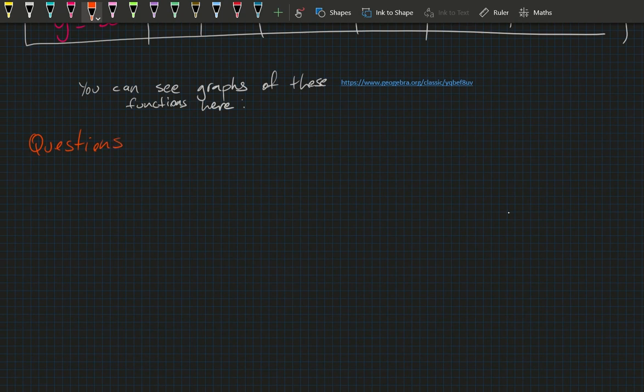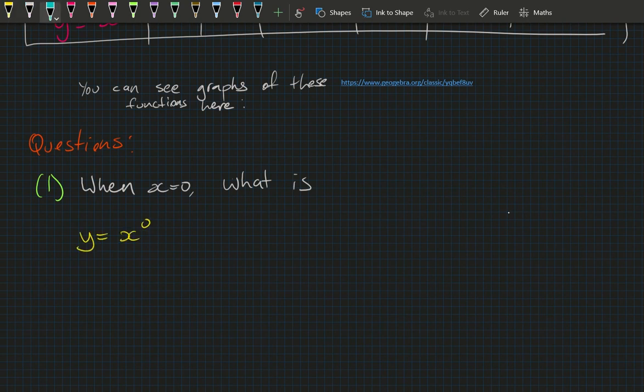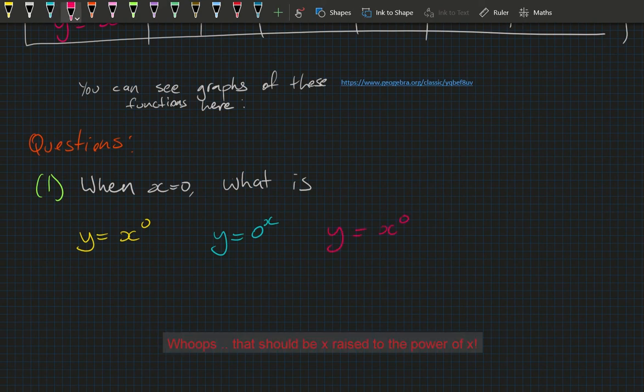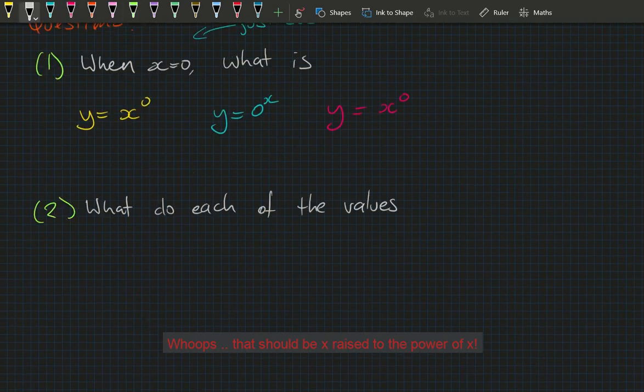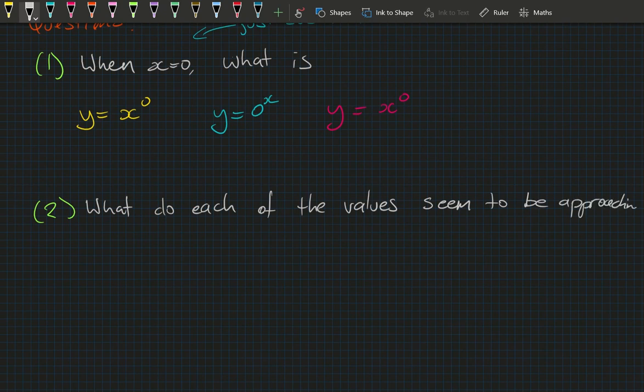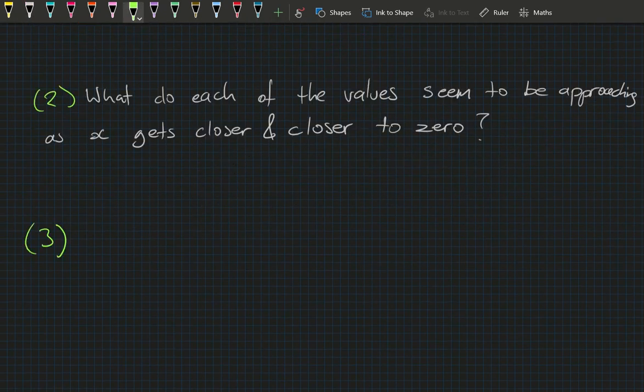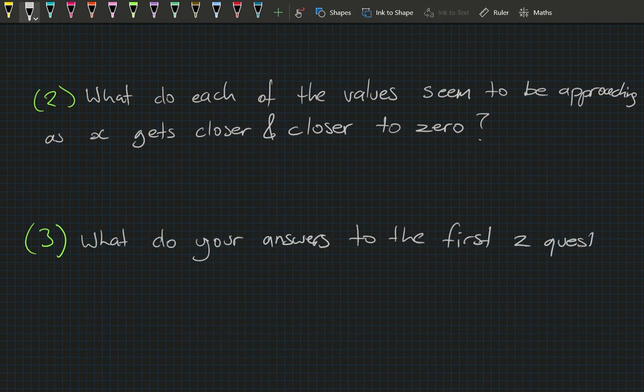So the questions for you are: question 1, when x is equal to 0, what is y equals x to the 0, y equals 0 to the x, and y equals x to the x? And for this question, I just want you to sub in x equals 0. Question 2 is, what do each of the functions seem to be approaching as x gets closer and closer to 0? And the last question is, what do your answers to questions 1 and 2 tell you?